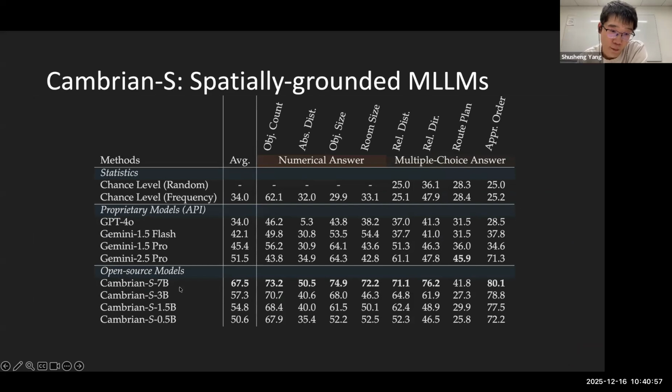And we can see the Cambrian-S 7 billion model can get maybe around 70% accuracy on VSI-Bench, and even the 0.5B can perform similar to Gemini 2.5 Pro. And also for the route planning task, which is an out of distribution task for our training data, our Cambrian-S 7 billion model can still perform well on route planning. It outperforms Gemini 1.5 Pro and is comparable to Gemini 2.5 Pro.